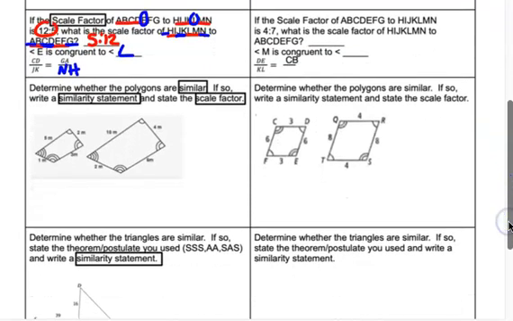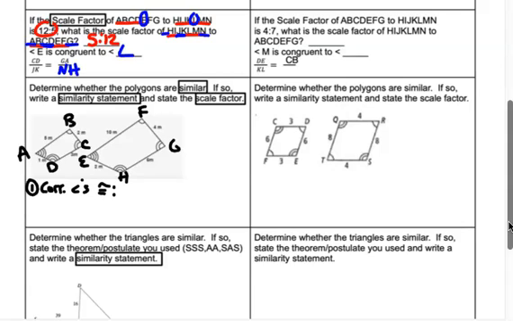Let's see, determine whether the polygons are similar. If so, write a similarity statement and give the scale factor. One thing we'll need to do, we're going to go A, B, C, D. This one's going to be E, F, G, H. What we would need to check first, are all the corresponding angles equal? Are all the corresponding angles congruent?